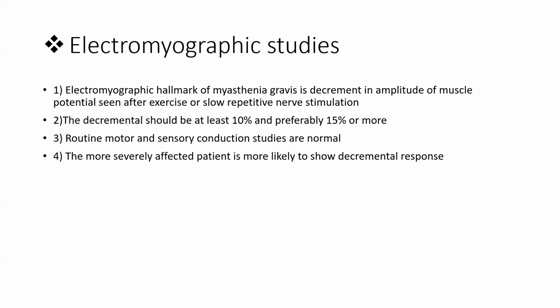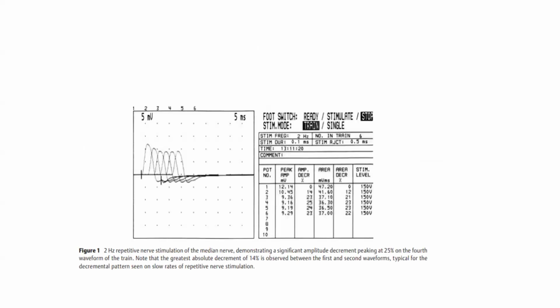Electromyographic study. The electromyographic hallmark of myasthenia gravis is a decrement in amplitude of muscle potential seen after exercise or slow repetitive nerve stimulation. The decrement should be at least 10% and preferably 15% or more. Routine motor and sensory conduction studies are normal. More severely affected patients are more likely to show a decremental response.